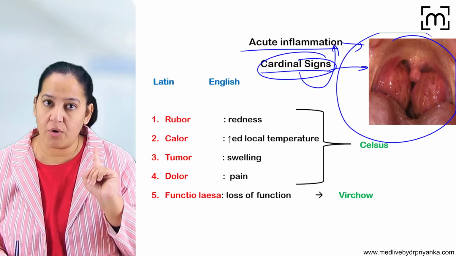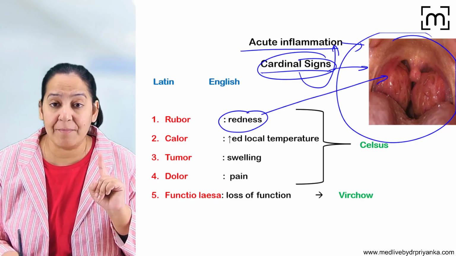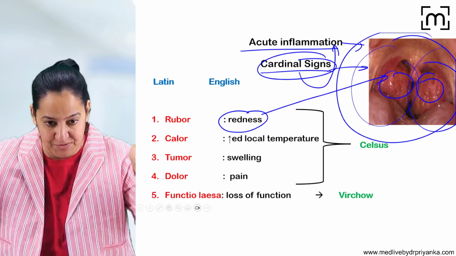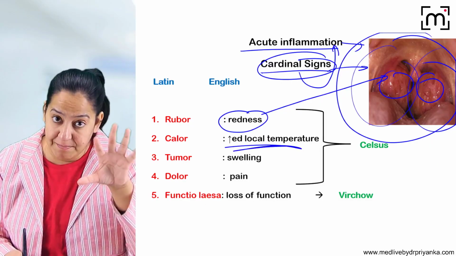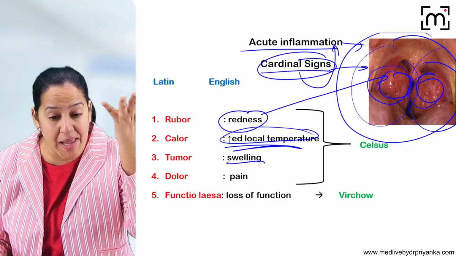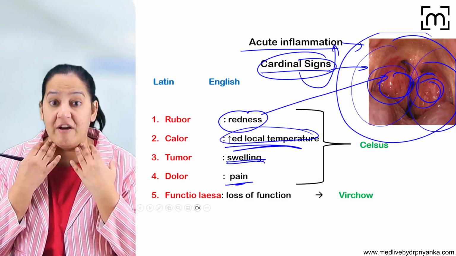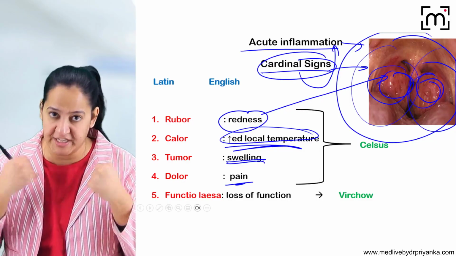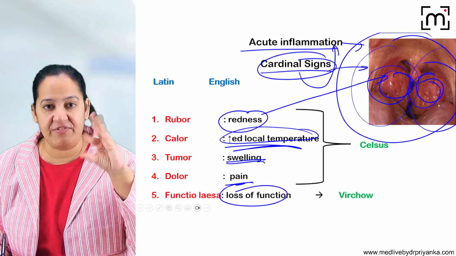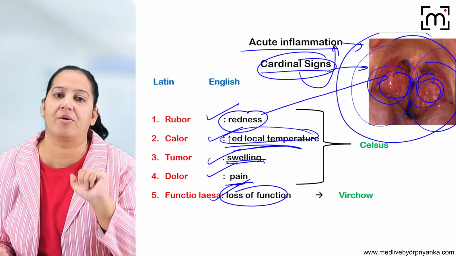Whatever organ has acute inflammation becomes red in color. Can you see the tonsils become red in color? The temperature of that organ becomes more compared to the surrounding temperature, so there is increased local temperature. That organ swells up. Can you see the tonsils are swollen here? There is pain in that organ. Whenever we have tonsillitis, we have pain in the tonsil during deglutition, and there is temporary loss of function of that organ, not permanent. These are the 5 cardinal signs: redness, increased temperature, swelling, pain, and temporary loss of function.